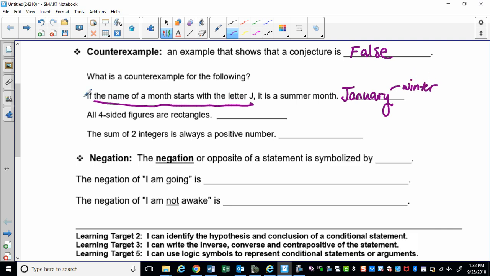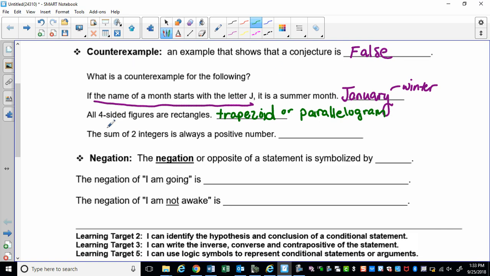Okay, all four-sided figures are rectangles. Can you think of a four-sided figure that's not a rectangle? What about a trapezoid? Trapezoids have four sides, but that's not a rectangle. Or a parallelogram. A parallelogram has four sides, but it's not a rectangle.